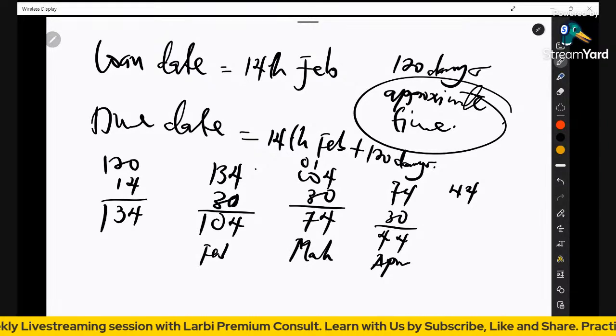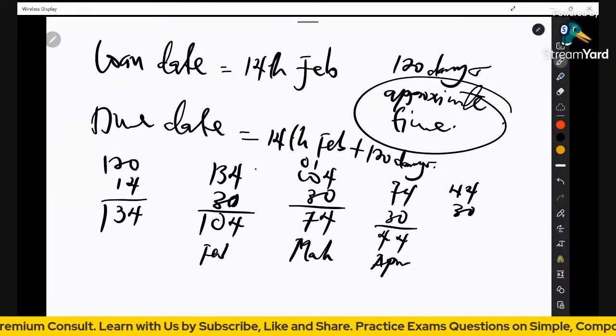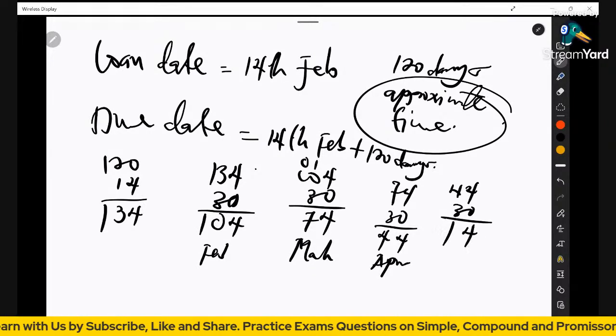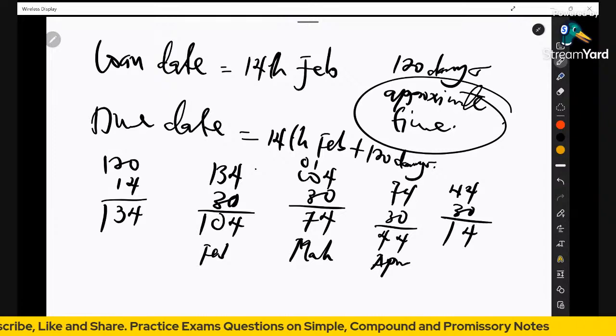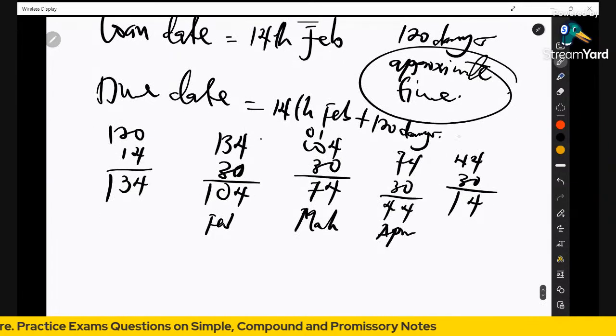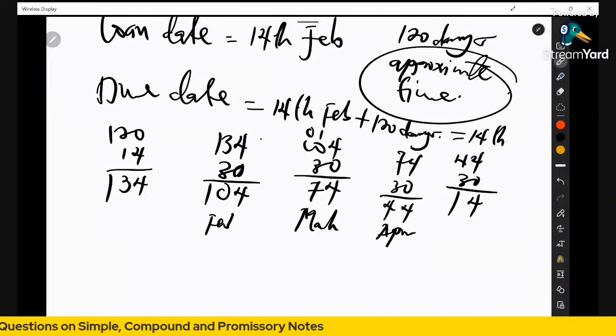So from April, move on towards May. May is also 30 because of the approximate time. Subtract 30 from 44, you are left with 14. So meaning that based on the approximate time, our due date for this is going to be the 14th of May, and you are done.